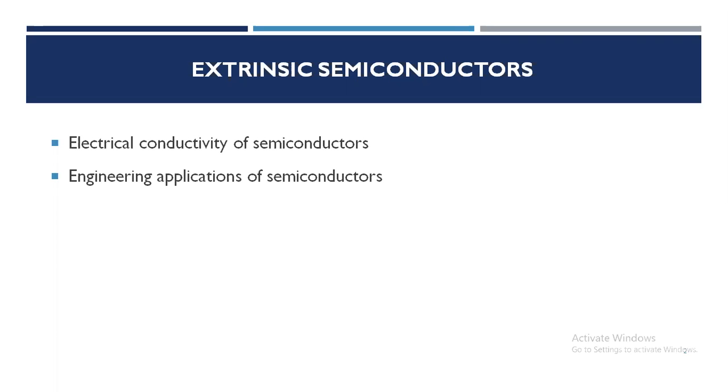Most of the engineering applications of semiconductors involve semiconductors which have been doped intentionally with specific impurities rather than intrinsic materials. The drastic influence of an impurity on the conductivity of a semiconductor is a result of change in the energy band spectrum.